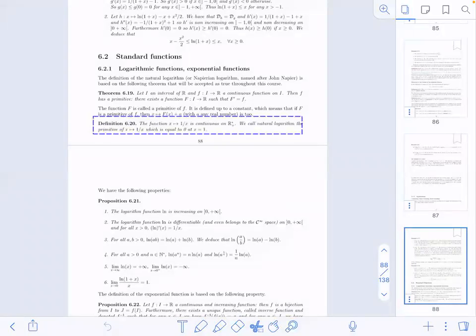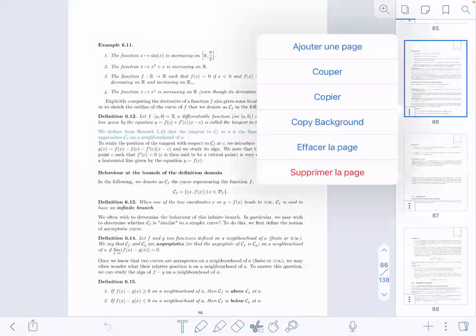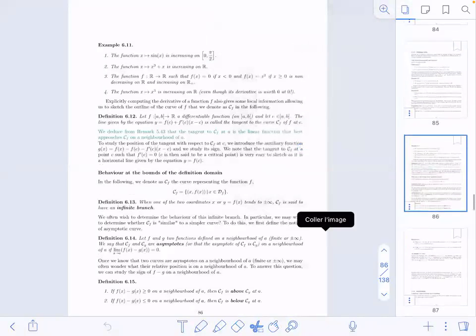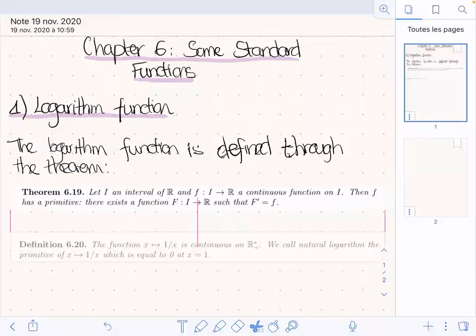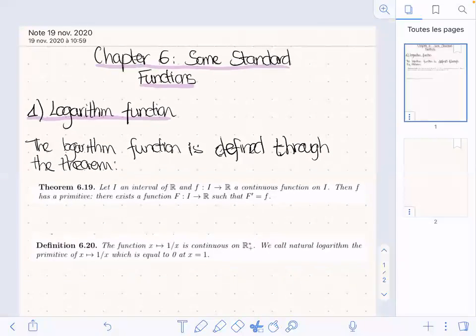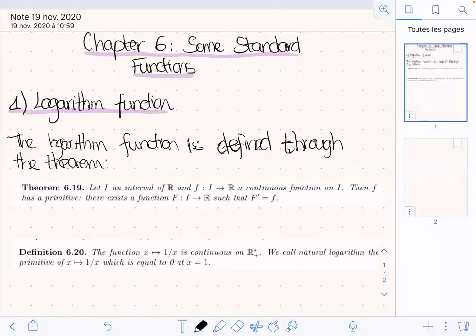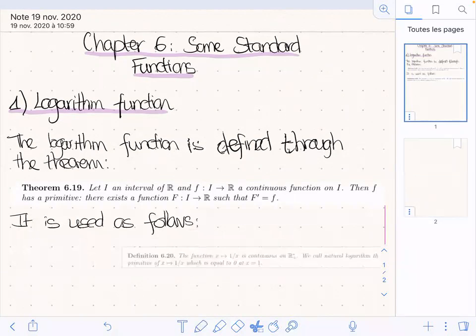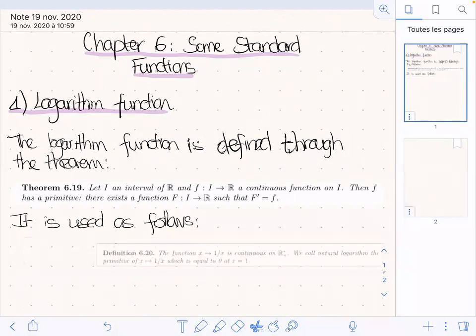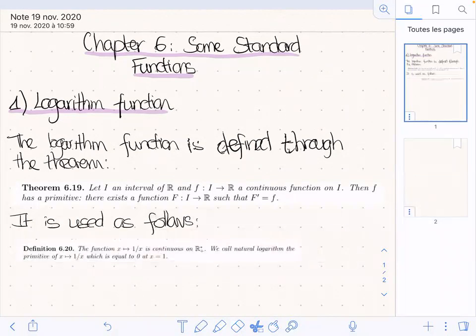It's defined as follows. If we take the function that maps x to 1 over x, which is a very simple rational fraction, that's a continuous function on R plus star.